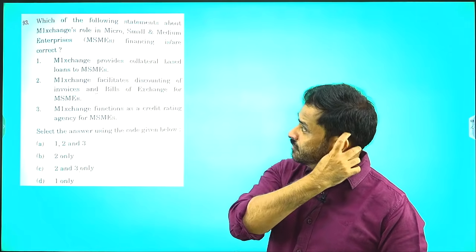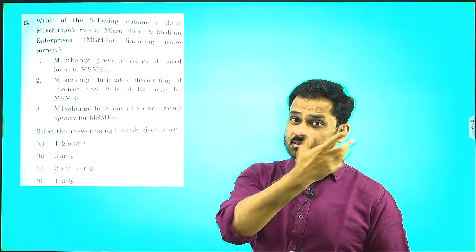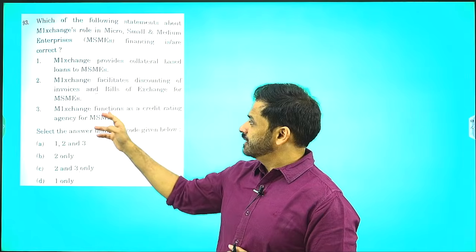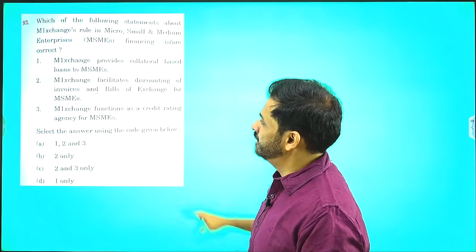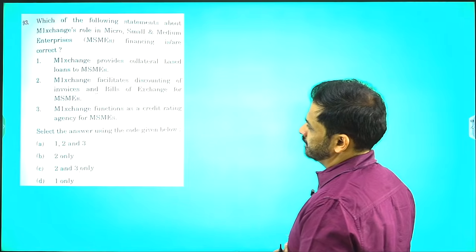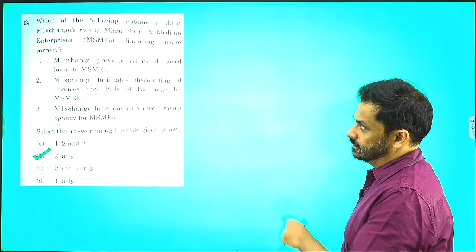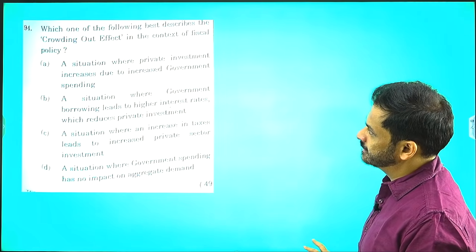Facilitates discounting of invoices and bills of exchange for MSMEs. That's correct. The exchange function is a credit rating agency. No, this is not correct again. So only statement 2 is correct over here. So the answer will be B. So only the second statement is correct.